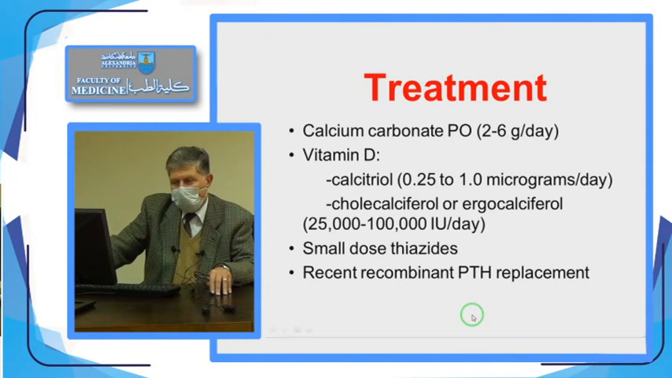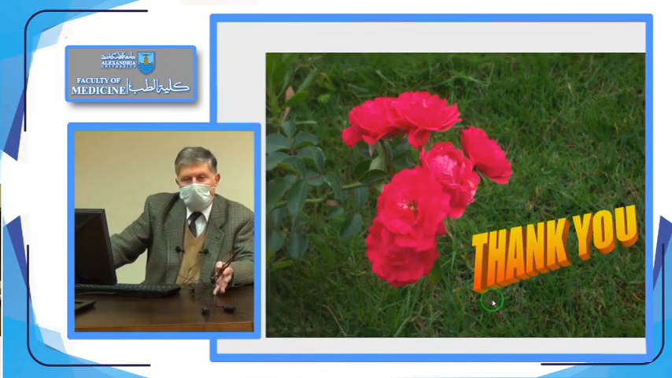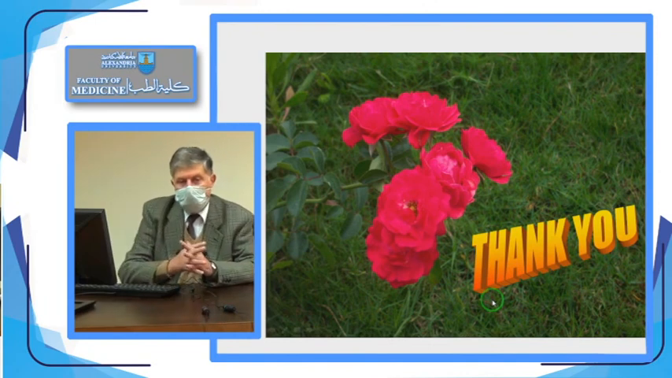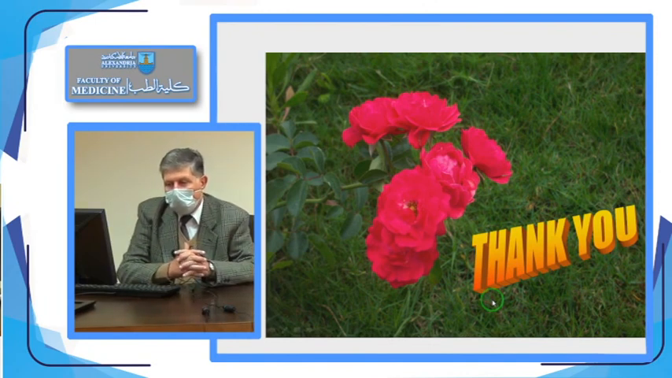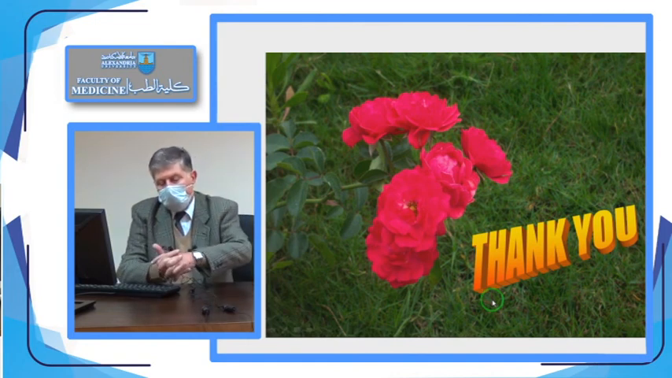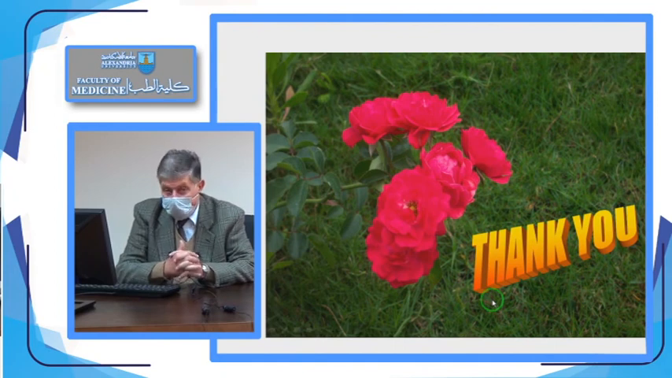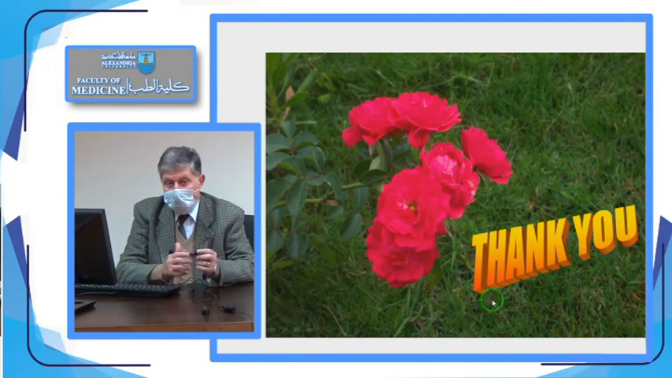So at the end, I'll just recapitulate by saying that the primary hyperpara is the most common cause of hypercalcemia, followed by malignancy. And you have to recall that in primary hyperpara, the calcium is high, the PTH is high, and phosphorus is low. Another cause of hyperparathyroidism is secondary, due to low calcium. And you can get low calcium due to vitamin D deficiency. In these cases, the calcium will be low, PTH high, and the phosphorus will be low as well.